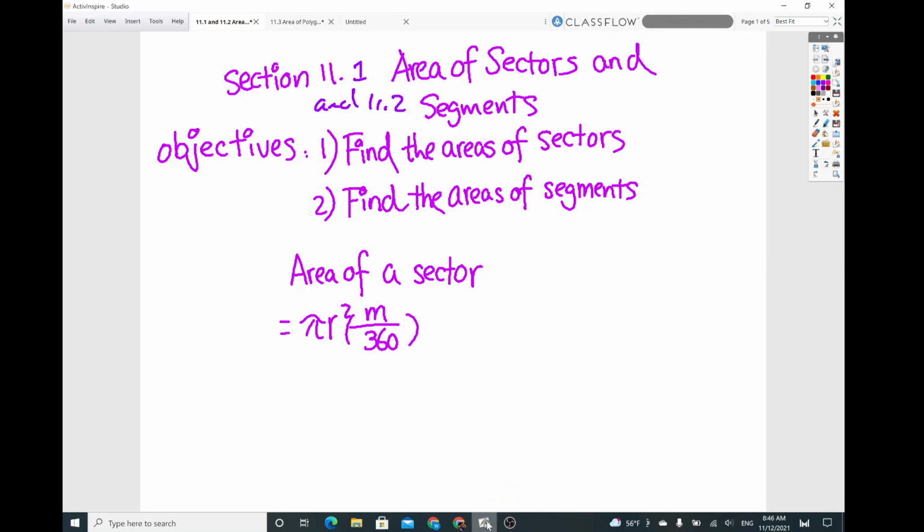And today we're talking about sections 11.1 and 11.2, the area of a sector and segments. Section 11.1 is pretty similar to what we were talking about before, which is the arc length. So let's just refresh the arc length formula.